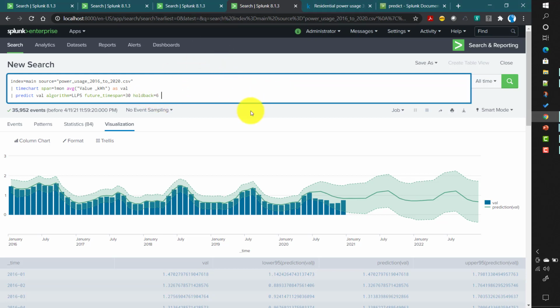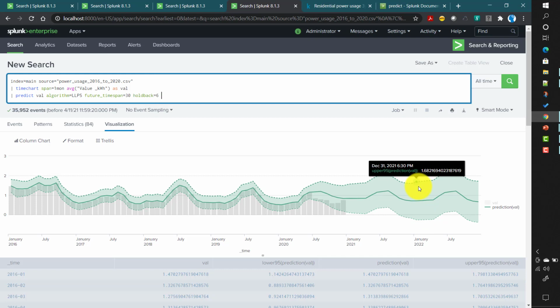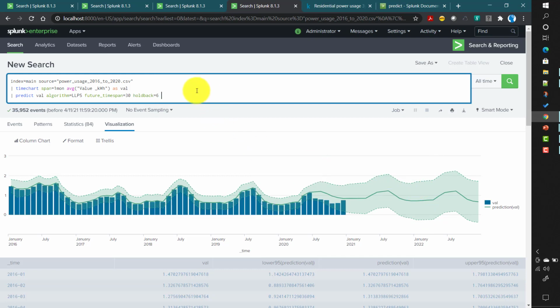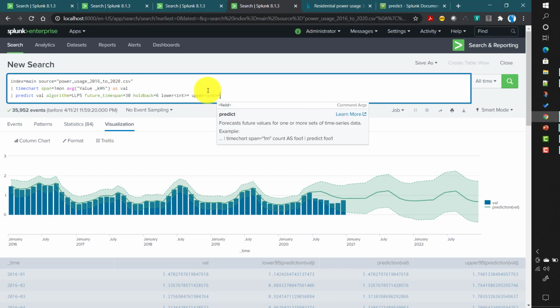Now let me show you the confidence interval level. By default it predicts the 95% confidence interval level. You can change that as well using the lower int and upper int values over here. So these two things.